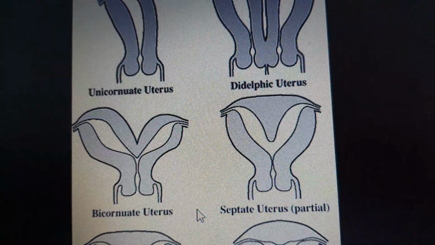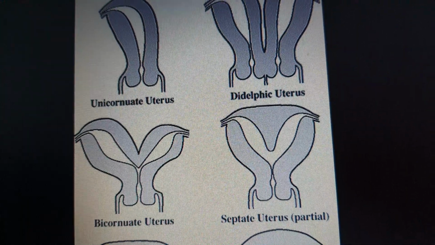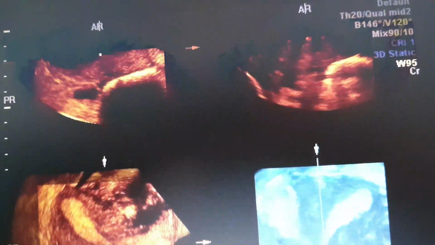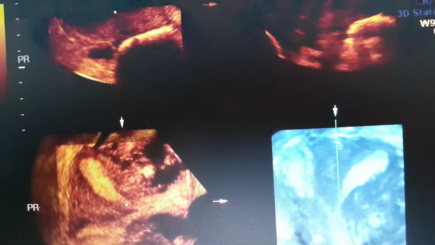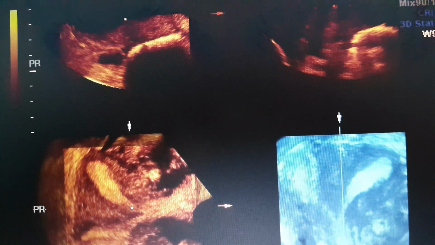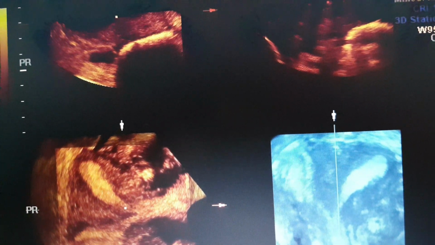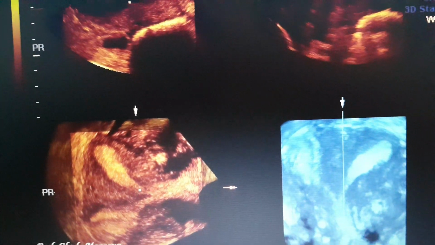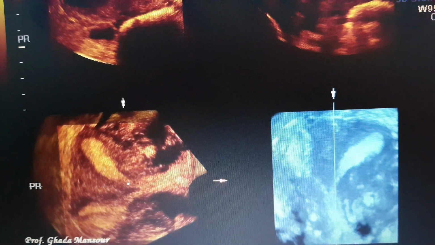So please remember these because they are very important, the diagnosis of the congenital anomalies of the Mullerian ducts and how to differentiate between the different lesions. And that's very, very important before the hysteroscopic intervention.